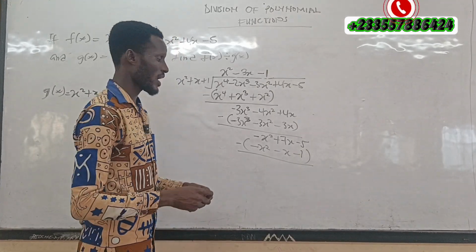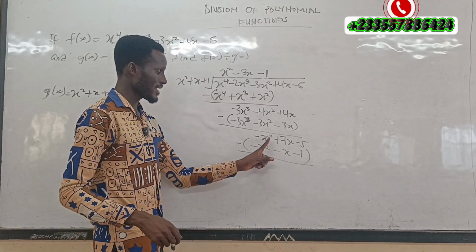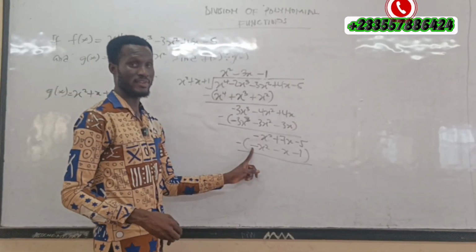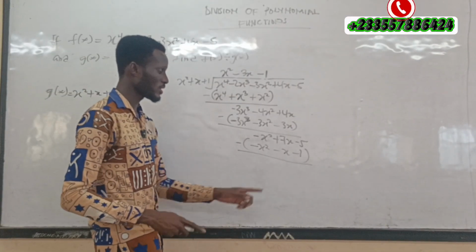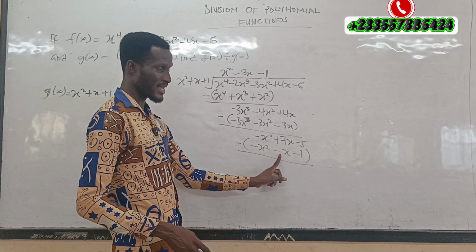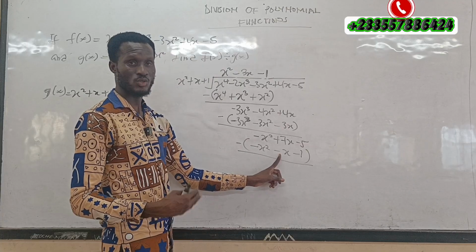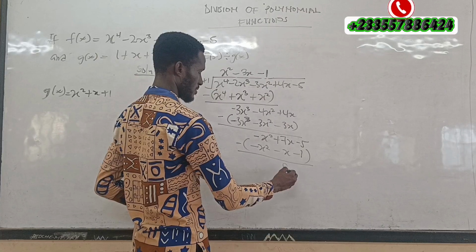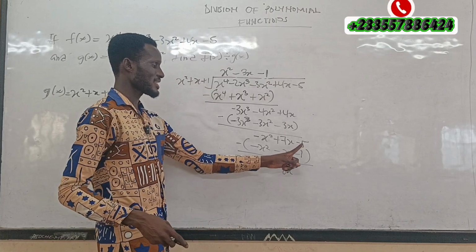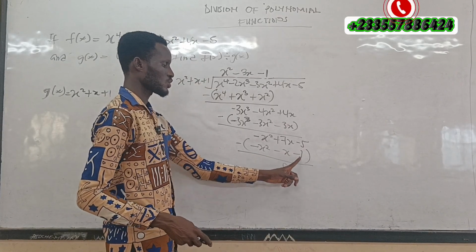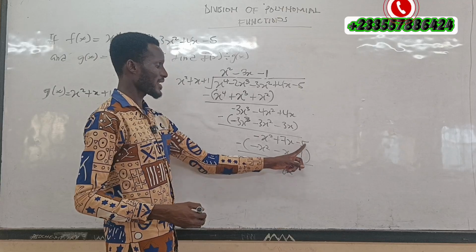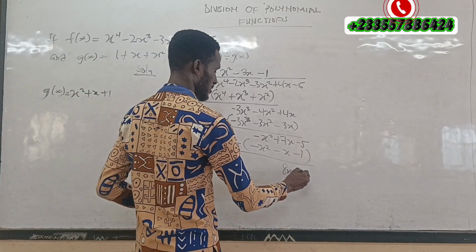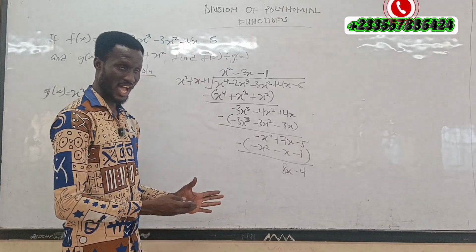Now, so we are going to have minus x squared minus minus. So this will give us plus. So the first one will go to 0. 7x minus minus x will give us plus. So 7x plus 1x will give us 8x. Then we have minus 5 minus minus 1. So here we're going to give us plus 1. Minus 5 plus 1 will give us minus 4. Now you see how the thing is.